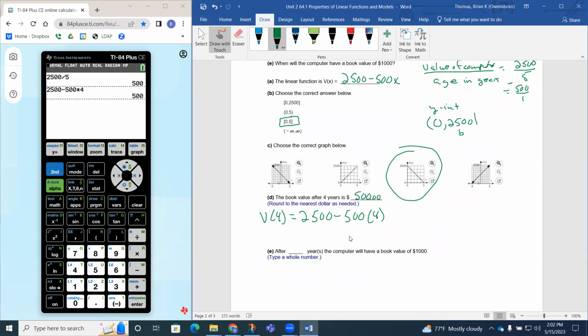So the next question is, after how many years would it be worth 1,000? Well, if 1 year goes by, it's going to be worth 2,000. If another year goes by, it's going to be worth 1,500. If another year goes by, it's going to be worth 1,000. So it should be 3 years just by thinking about it.